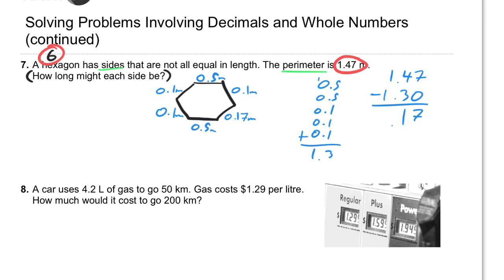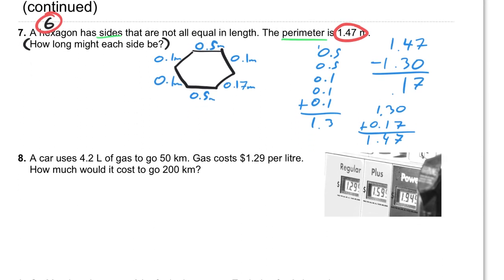Does it make sense? Well, we know that we added these up. When we check it, we added these up, and then we added this one onto it, right? If we double check and see that 1.3 plus 0.17, excuse me, it should be 1.47, right? This is 7, this is 4, this is 1, yes. If we add them all up, it does equal 1.47. So you had to know that the perimeter is something that you add all the sides.